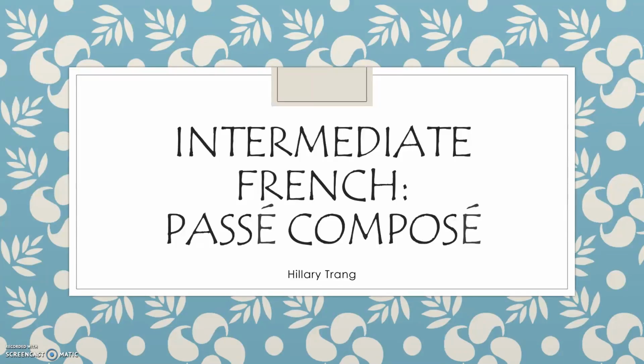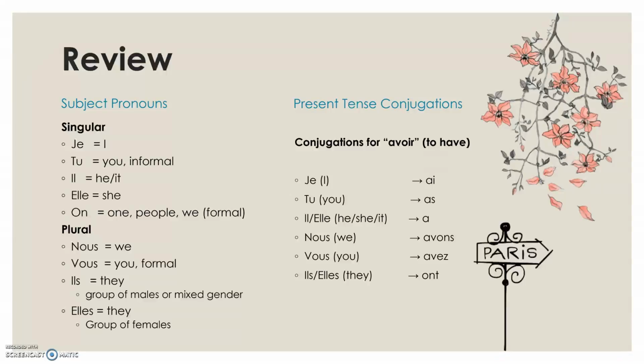Let's get started. Here is a list of subject pronouns that we have seen before. We know that for each subject pronoun, je, tu, il, elle, on, nous, vous, ils, et elles, the verb must be conjugated for each of those. Here are some quick examples in saying I have, she has, we have with the conjugated verb avoir, and we see that each of these verbs in the present are conjugated.